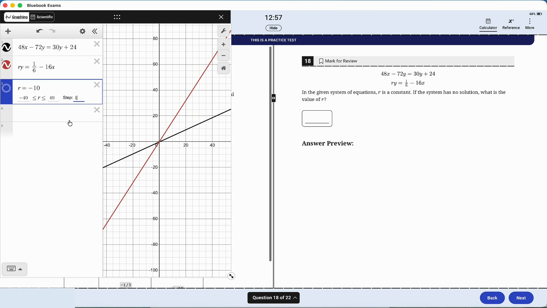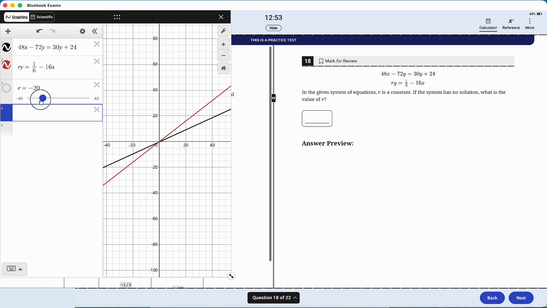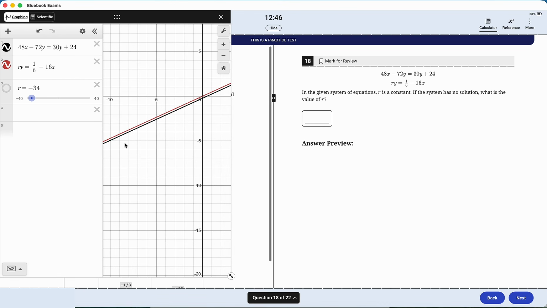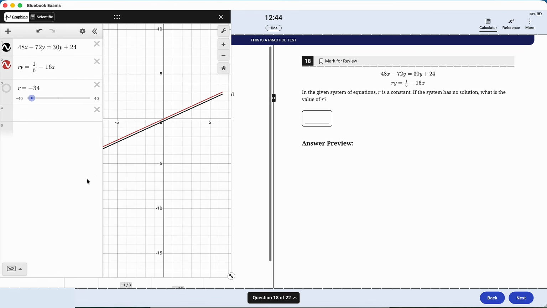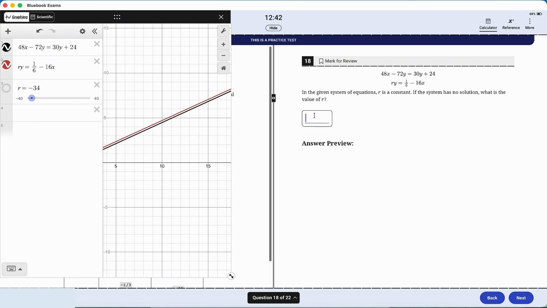And I like to make the step be 1 because then when you move the slider, it moves up and down by 1, right? And this answer is usually an integer. So you keep sliding it, and you see they're looking more and more parallel. And if you zoom in here at -34, that's exactly when they're parallel, right? So that's going to be our answer.